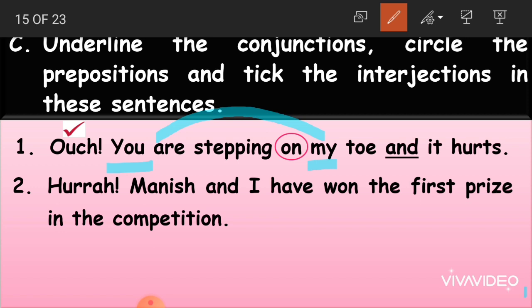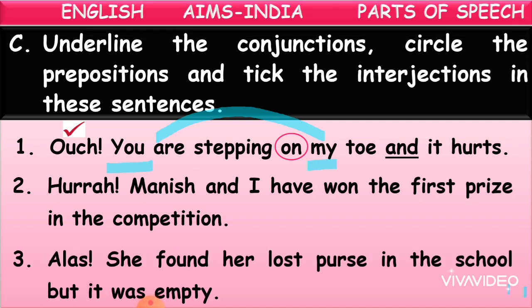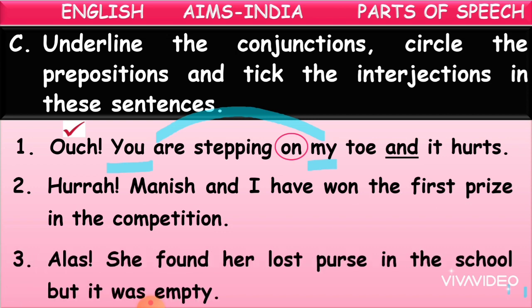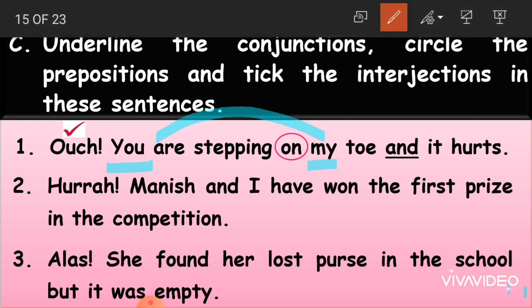So understood, children? Yeah, now we'll do the second one. Hooray! Manish and I have won the first prize in the competition. Hooray! When you say this hooray, when you are very happy, when you have achieved something, when you have done something, we'll use this word hooray. Okay? Then this hooray becomes our what? Interjection. And what we have to do? We have to tick the interjection. Yes. Hooray. Manish and I. What is and? Here again we are having a noun and a pronoun. Manish is a noun and I is a pronoun. So and is the conjunction because it is a joining word.